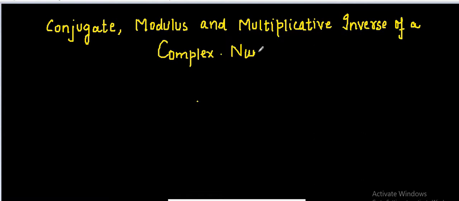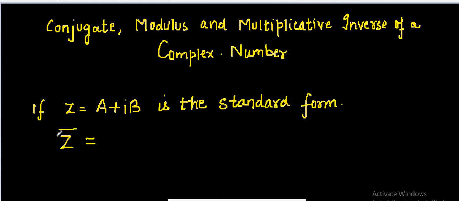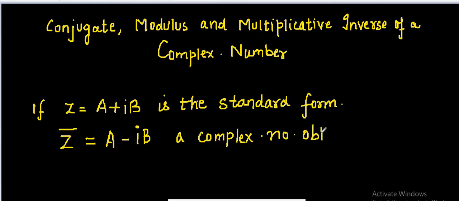So first of all, discussing what is conjugate. If z is equal to a plus iota b is the standard form of complex number, then z conjugate is represented by z bar and it is equal to a complex number obtained after changing the sign of imaginary part.